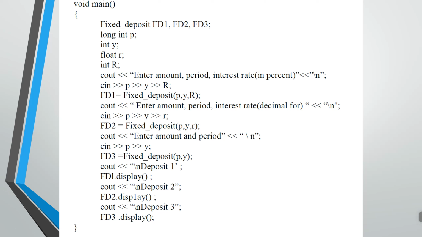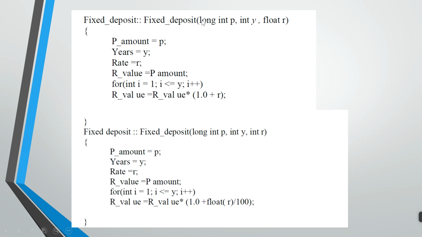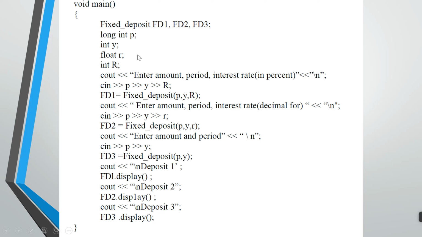But remember, here it is explicitly defined. So explicit definition of a constructor. Now let us look into here. P, Y, R. Now P is a long int, Y is once again int, R is a float here. So FD2 makes use of this particular constructor. See, matching should be perfect. Even though there are three arguments here, the types of arguments are different. Here it is int R, here it is float R. So FD1 will use this particular constructor to execute. FD2 will use this particular constructor to execute.